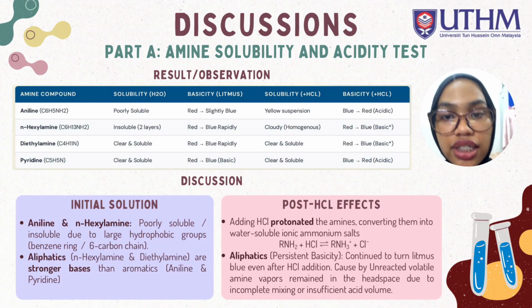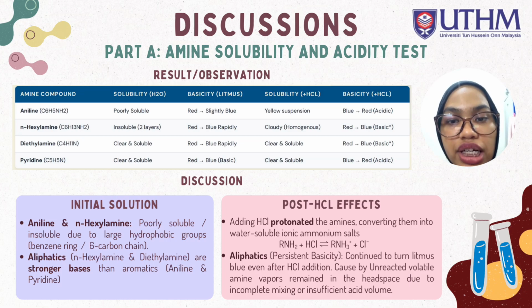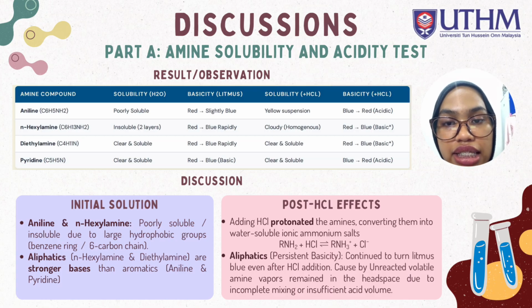For the discussion, in the initial solution, aniline and N-hexylamine are poorly soluble or insoluble due to large hydrophobic groups, which are the benzene ring or 6-carbon chain. The aliphatics, which are N-hexylamine and diethylamine, are stronger bases than the aromatics, which are aniline and pyridine.